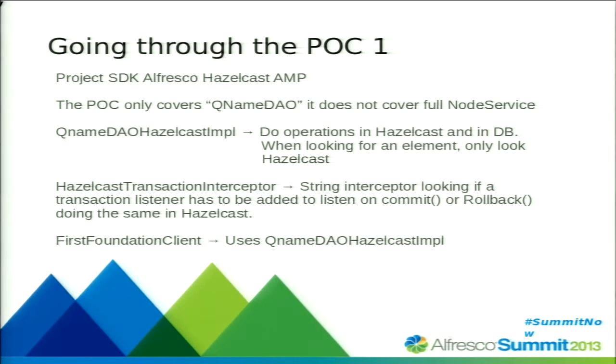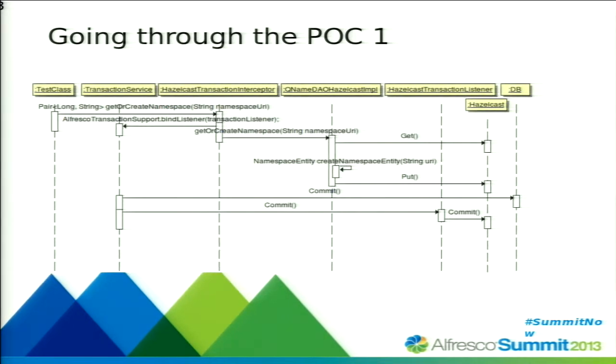For the first proof of concept, if I can say it like that, I basically just rewrote a small part of the NodeService, which is the QName DAO, the persistence object for QNames. But I wasn't happy with that. I did a sequence diagram showing the different interactions in that object, how they interact with it, the different classes.